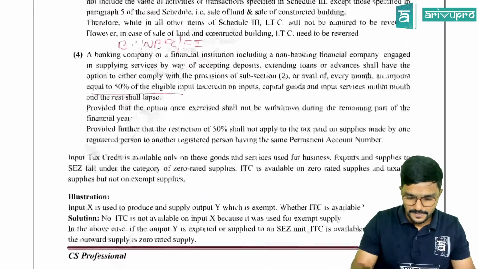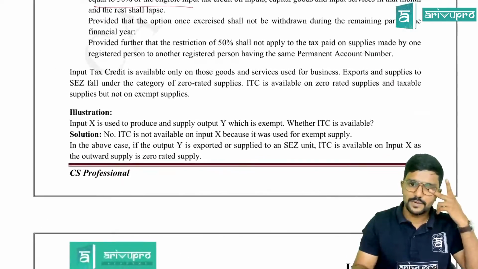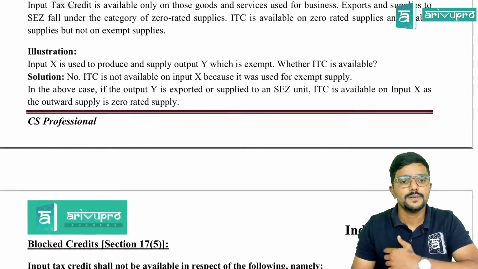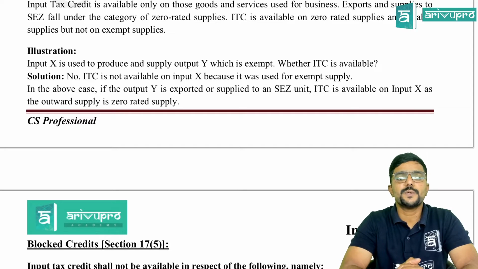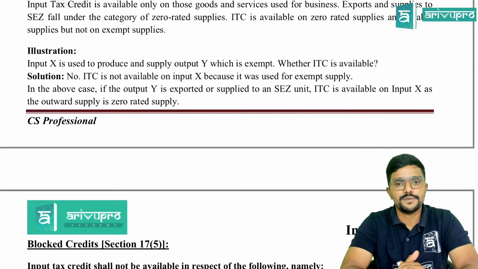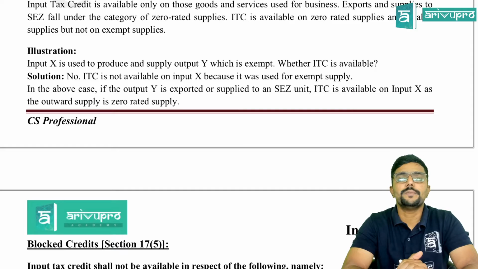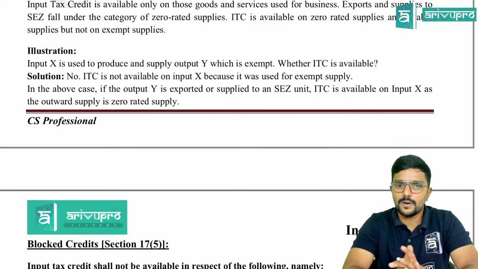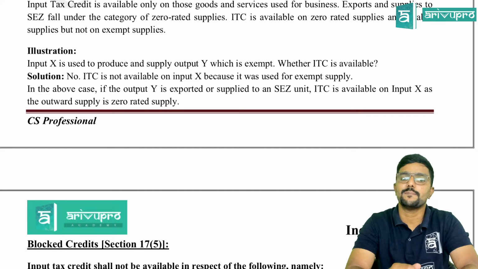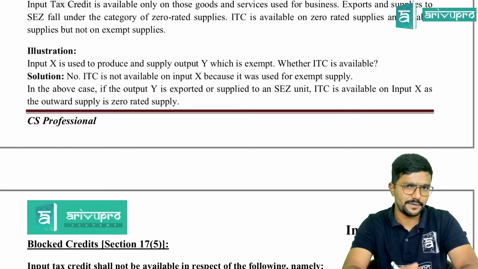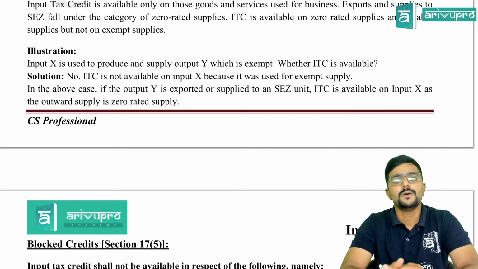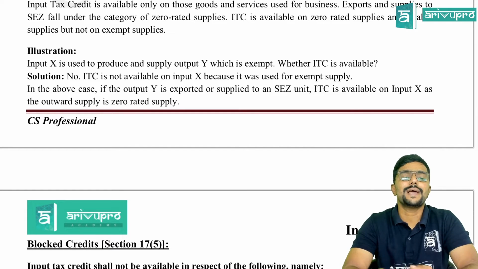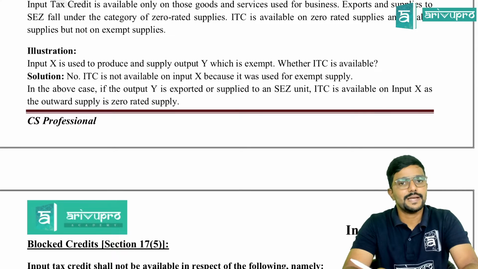Clear, guys? Chalo, one illustration I have given. Input X is used to produce and supply output Y, which is exempt. Whether ITC is available? No, because your outward supply is exempt. ITC is not available on input X because it was used for exempt supply. In the above case, if the output Y is exported or supplied to an SEZ unit, so it is zero rated. ITC is available on input X as the outward supply is zero rated supply.